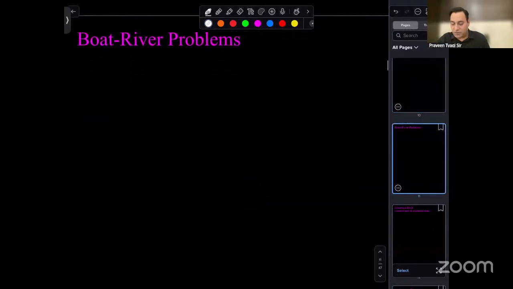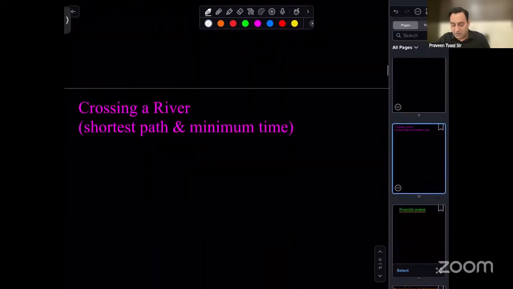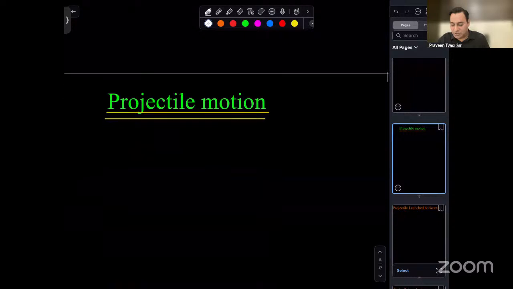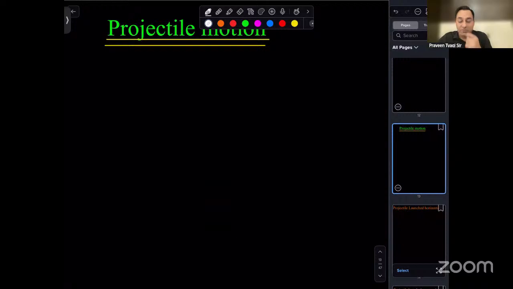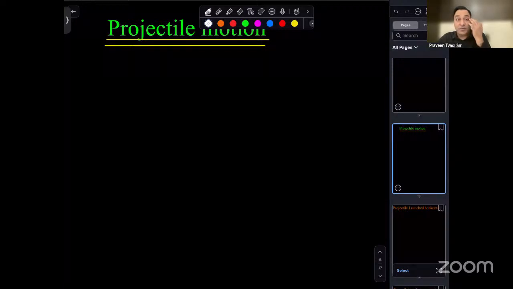Now coming back to crossing a river, shortest path, shortest time. I have given you some food for thought, some clarity about relative motion. I can do more problems, but instead, I would prefer that I have given you a taste of the concept.